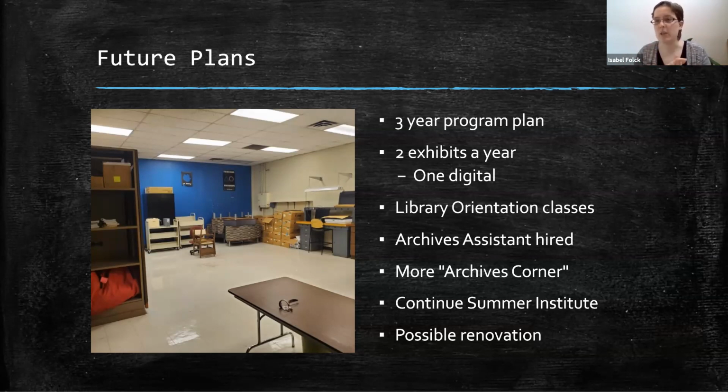I am planning on continuing doing Archives Corner 3 times a year as much as I can, and I think it's always on the front page of the newsletter, which is usually only 2 pages anyway, but it's usually right there in the upper left-hand corner, very first thing you see when you open up the newsletter. We're going to continue Summer Institute, and we are looking at a possible renovation of this space.